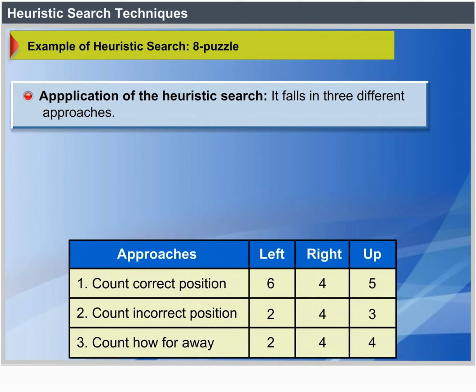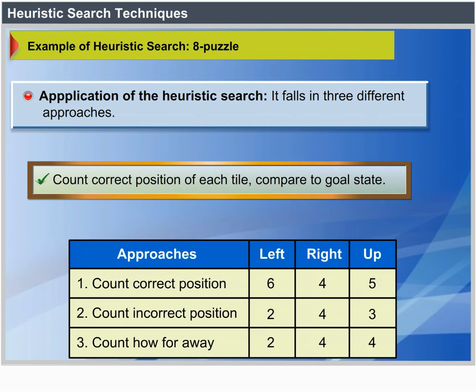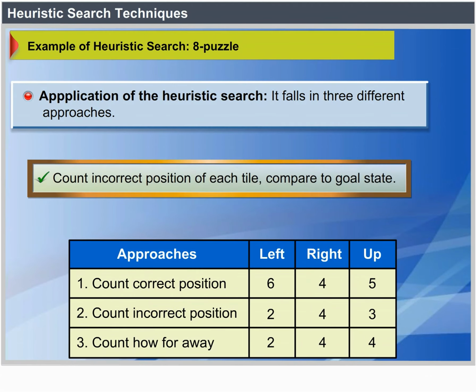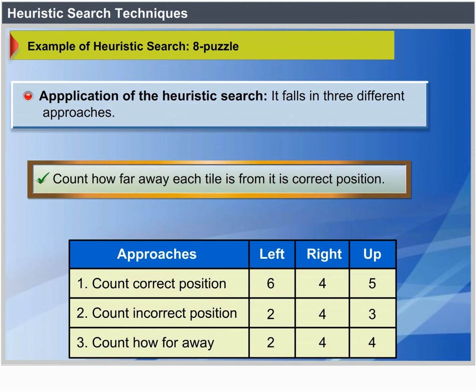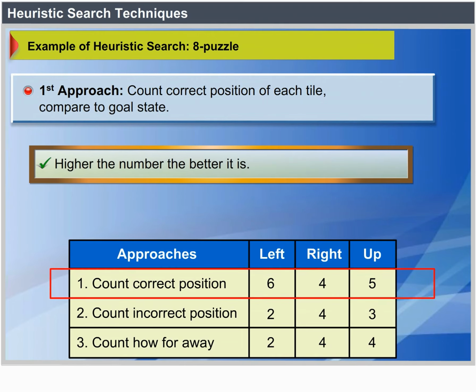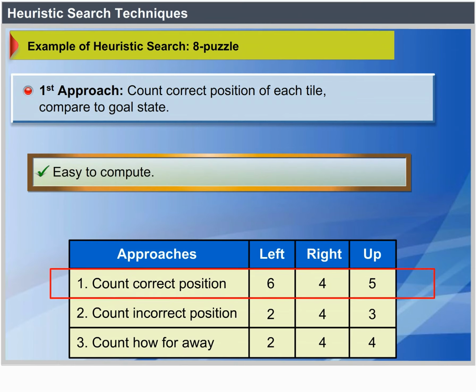Count the correct position of each tile, compare to the goal state. Count the incorrect position of each tile, compare to the goal state. Count how far away each tile is from its correct position. First approach: count the correct position of each tile. Compare to the goal state. The higher the number, the better it is. Easy to compute, probably the simplest possible heuristic.